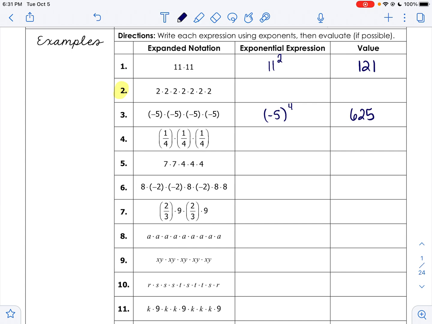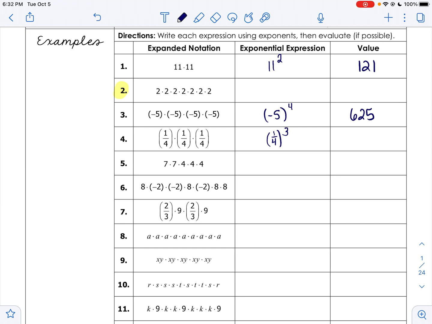Now, number 4, we have repeated multiplication with a fraction. So again, we're going to use parentheses for that fraction. So our base is 1/4. And then we're multiplying 1/4, 1, 2, 3 times. So our exponent would be 3. So 1/4 to the third power, or we can say 1/4 cubed.